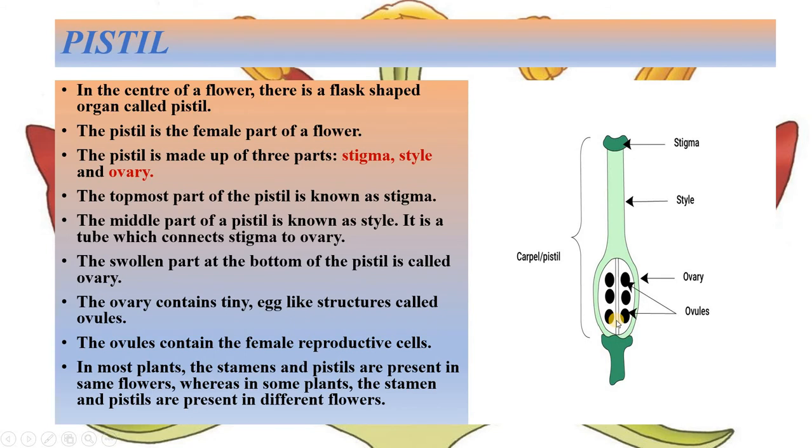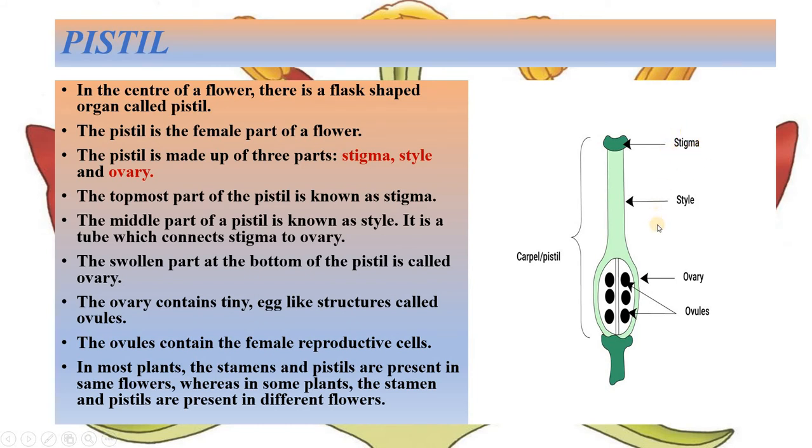Pistil is the female part of a flower. That means this is the female reproductive organ of a flower. Now, this pistil is made up of three parts. What are the three parts? Number one is stigma.